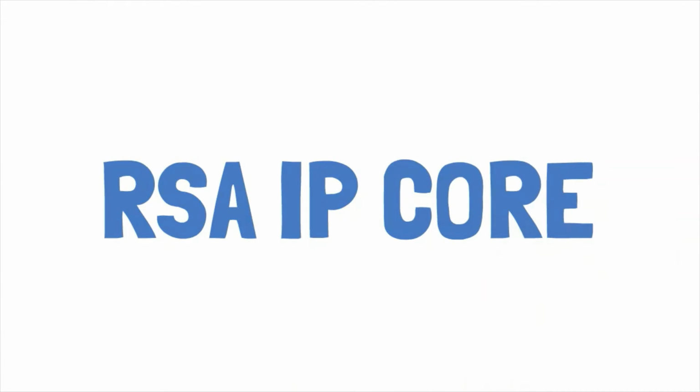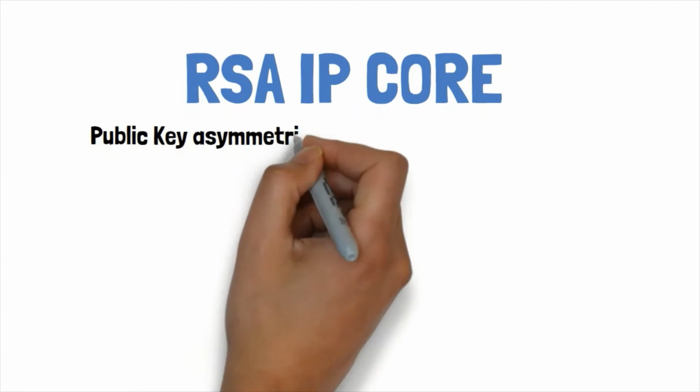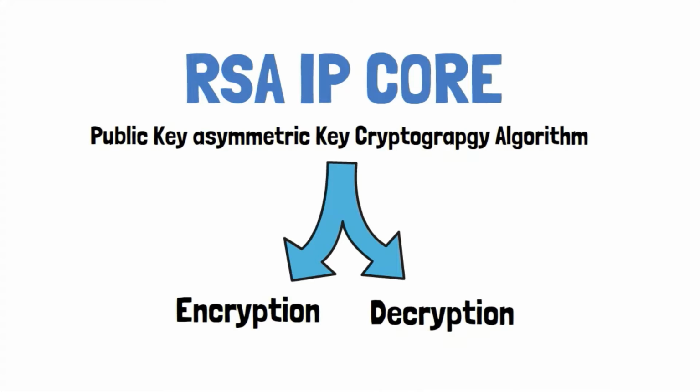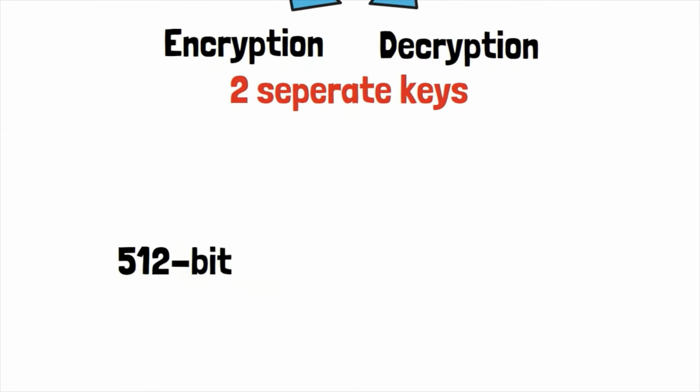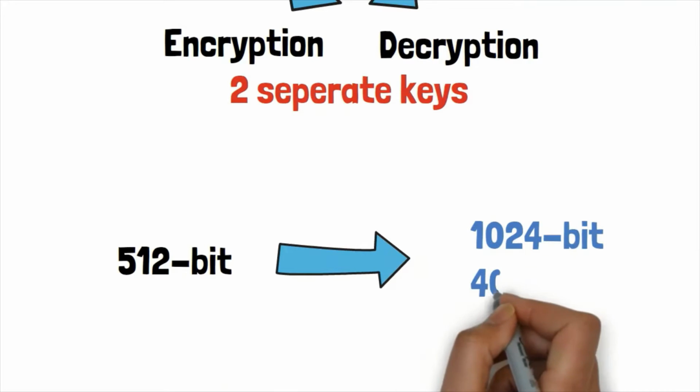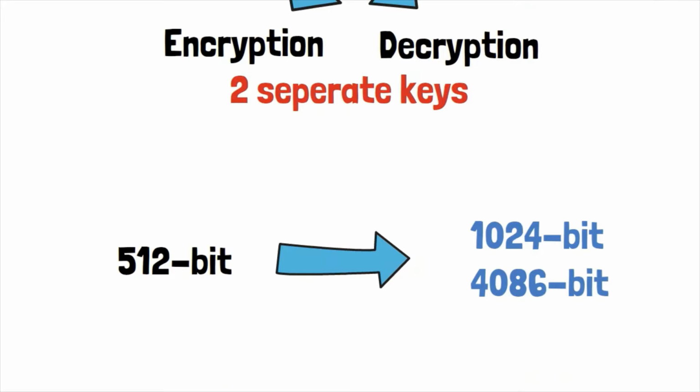Now we come to RSA. RSA is a public key asymmetric cryptography algorithm. It has two different ways for encryption and decryption, and also has two separate keys for each. RSA was 512 bits several years ago, hence nowadays RSA key length varies from 1024 bit to 4096 bit.